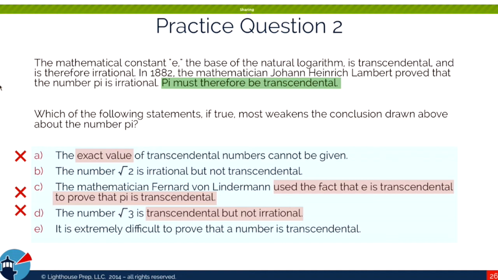And finally, answer choice E says it is extremely difficult to prove that a number is transcendental. Well, whether or not it's difficult to prove that a number is transcendental doesn't matter here. All we care about is, must pi be transcendental? And regardless of whether it's difficult or not, this doesn't address the conclusion, so therefore we can eliminate E. And because we've eliminated 4 answer choices, now we can choose answer choice B to be the correct answer.